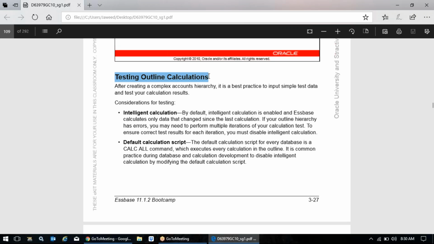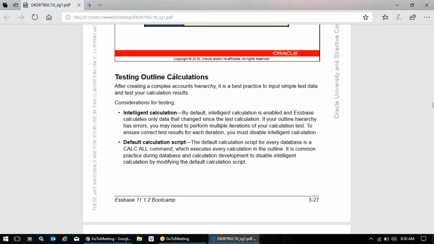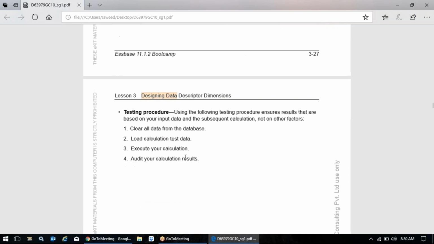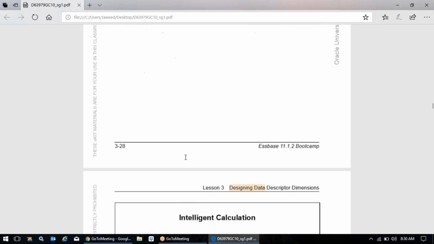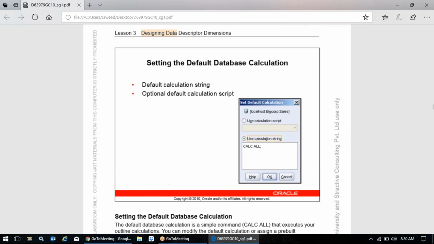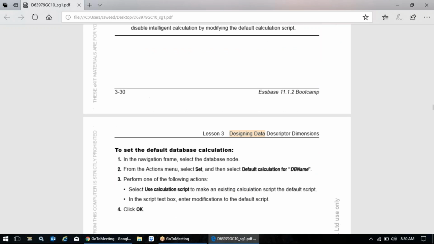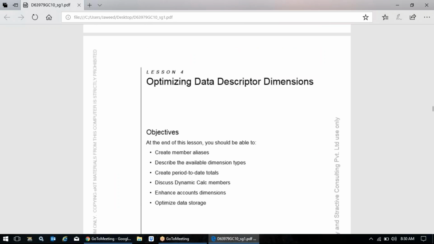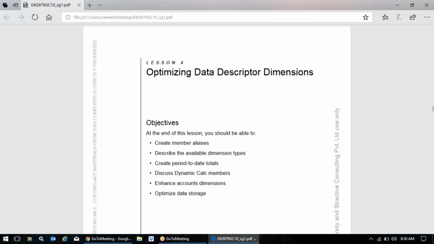This is a beautiful topic. It tells you how Essbase uses its logic, which is intelligent calculation and default calculation script. We can discuss this tomorrow as well. Yeah, this is nice. Tomorrow's topic can have the default calculation and the intelligent calculation. Okay.